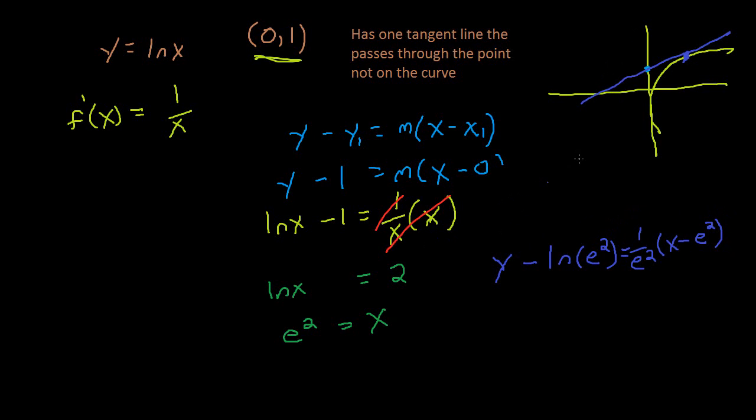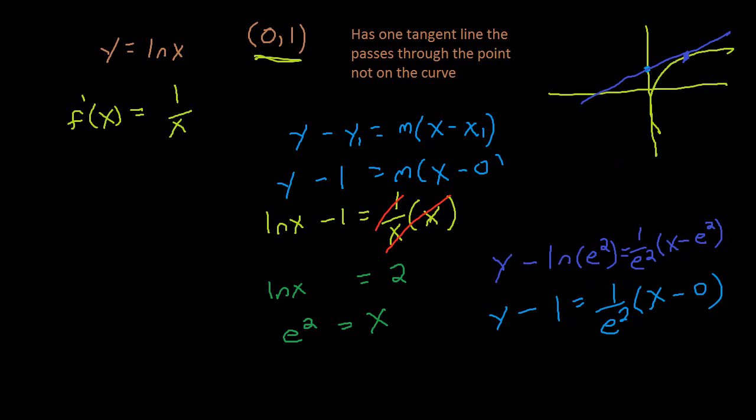Mind you, another way you could have done this was, instead of using the y value right here as ln e squared, what you could have done was put these values in right here, like a 1. So you could have had y minus 1 is equal to 1 over e squared multiplied by x, minus your x value of 0, so x minus 0. And this would have also given you the same tangent line formula.